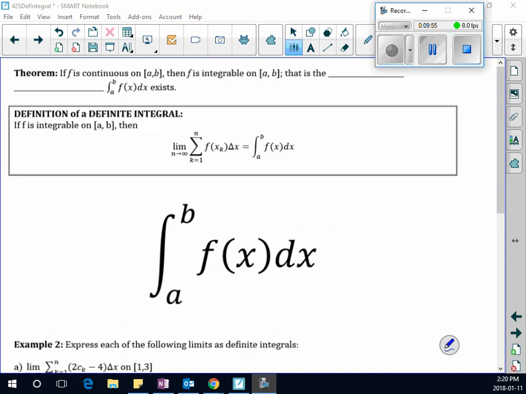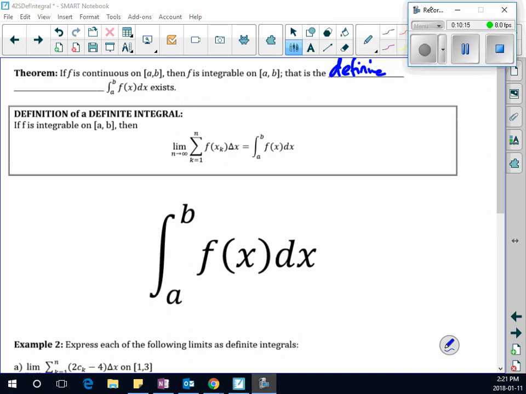Here's a theorem for you. If f is continuous on closed interval [a, b], then f is integrable on closed interval [a, b]. That is the definite integral.